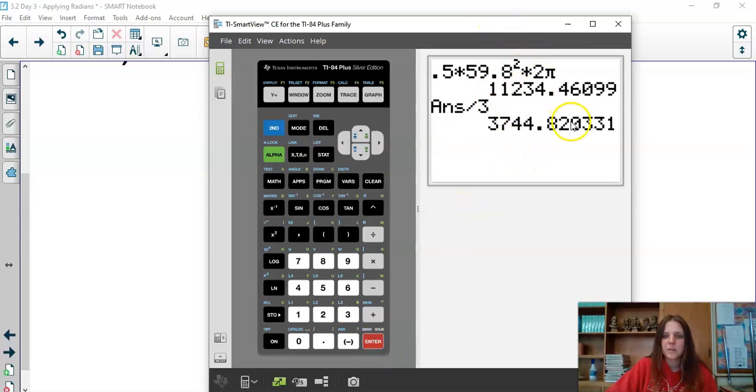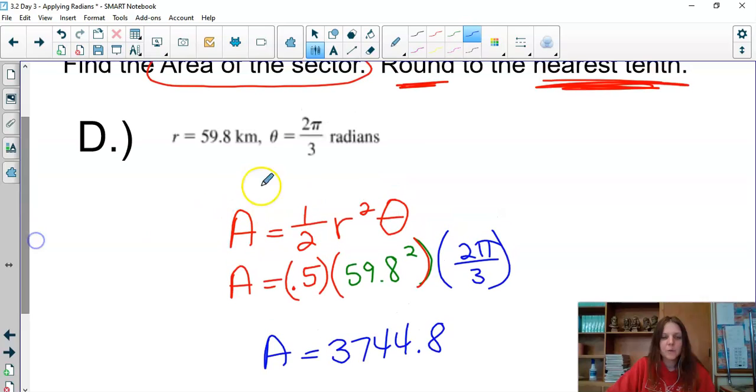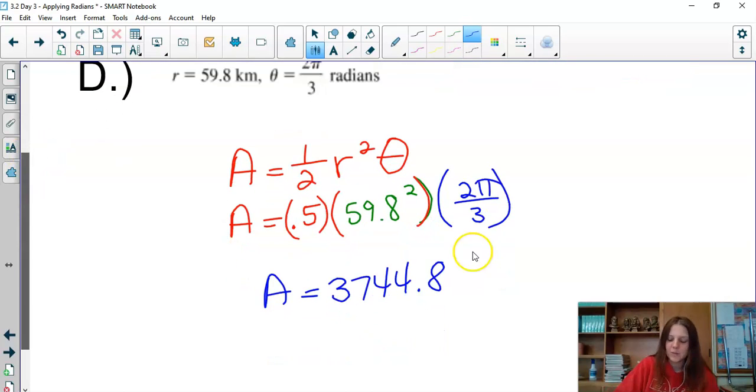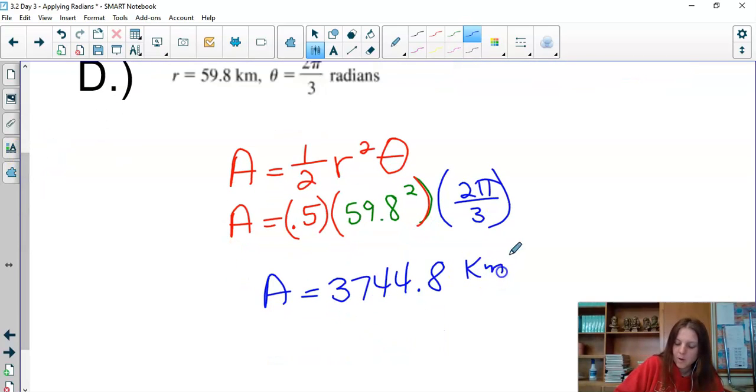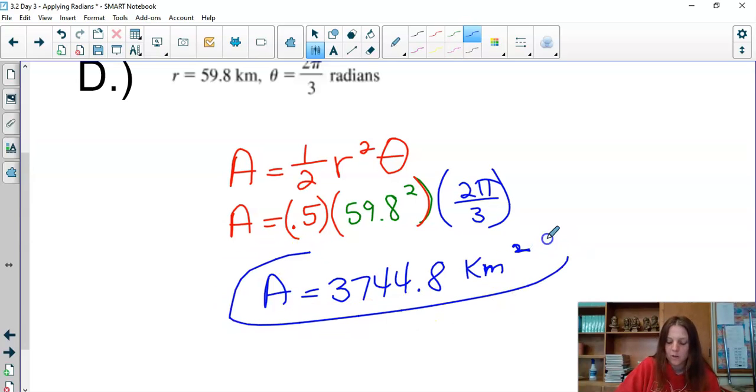Okay, so the directions say to round to the tenths place, so that would be 3,744.8. And in this one, you actually have a label, so you could say square kilometers or kilometers squared. I'm just going to say km squared, just to keep it simple. Whenever you're talking about area, remember it's always square units: square inches, square feet, square yards, etc.